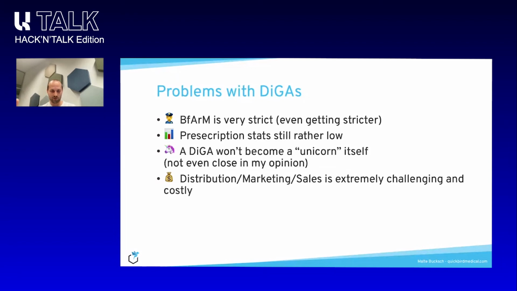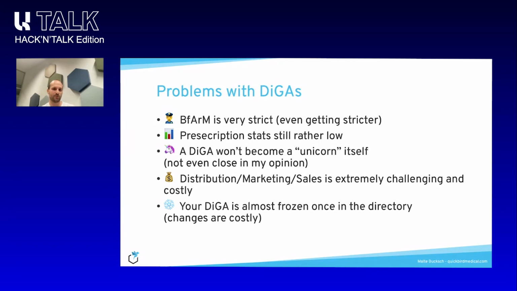One thing that is really important to mention as well is that distribution, marketing, and sales are extremely challenging and costly. This is something that many startups, in my experience, underestimate. It's not even clear that the costs of distribution are lower than the earnings you get from your DiGA. You need to evaluate this for every single indication or DiGA separately. For some of them, maybe bigger indications, it might be worth it, and for some of them it might not be, because it's just very hard to reach those patients. This is something I also come back to later in the recommendations.